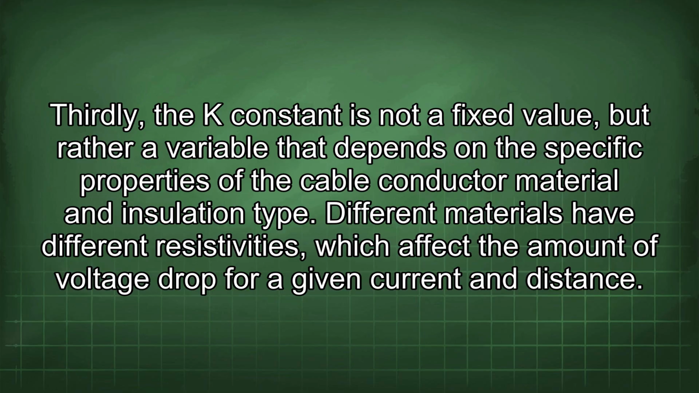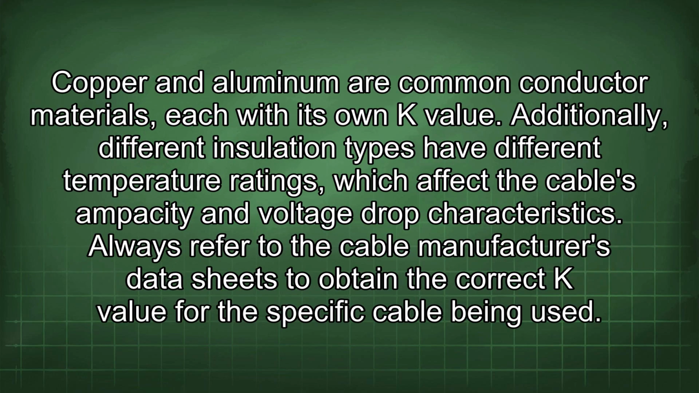Thirdly, the K constant is not a fixed value, but rather a variable that depends on the specific properties of the cable conductor material and insulation type. Different materials have different resistivities, which affect the amount of voltage drop for a given current and distance. Copper and aluminum are common conductor materials, each with its own K value. Additionally, different insulation types have different temperature ratings, which affect the cable's ampacity and voltage drop characteristics. Always refer to the cable manufacturer's datasheets to obtain the correct K value for the specific cable being used.